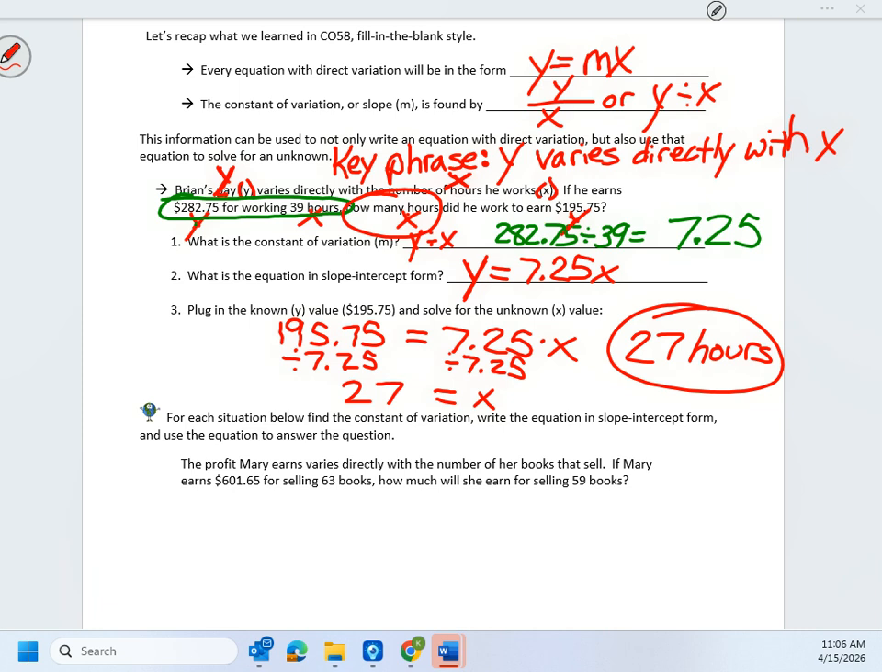Sometimes if you mess up your Y's and X's, you get an answer that doesn't logically make sense. And that's your clue. If I would have gotten 45 hours, I would say, wait a minute, he worked more, but he's getting paid less? That doesn't logically make sense. I messed up somewhere. Where did I mess up? Always look at your final answer. Look back at the question. Does it logically make sense?